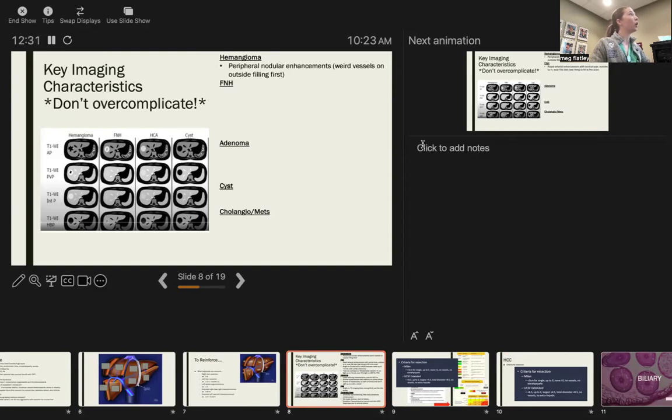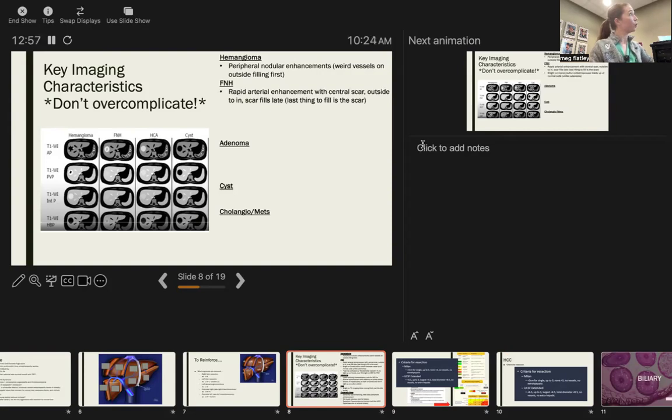So for a hemangioma, the radiographic finding that's going to clue you in that this is a hemangioma is its peripheral nodular enhancement. So think about this, right? A hemangioma, there's hypervascularity. There's going to be vessels on the outside. That seems to make sense for hemangioma. And those fill first, right? So peripheral nodular enhancement, that's a hemangioma.